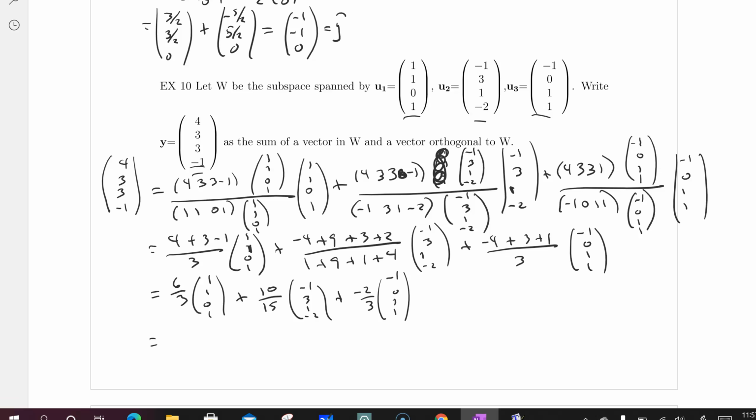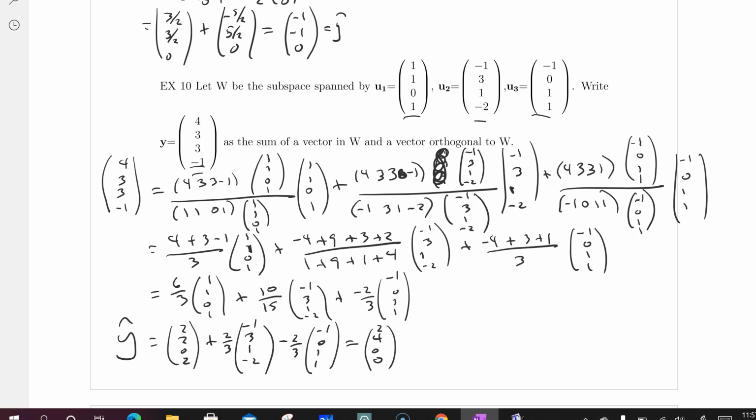So this gives me 2 times this vector, 2, 2, 0, 2, plus, and this is going to give me 2/3 times this vector. I'm just going to leave it outside for a second. And this gives me negative 2/3 times this vector. Okay, so I could take steps to do this, but I'm going to run out of room here, so I'm just going to do it quickly. I get 2, 4, 0, 0. So this is my y hat. What did I have there? That's not true. This is my y hat. My y hat is this vector.